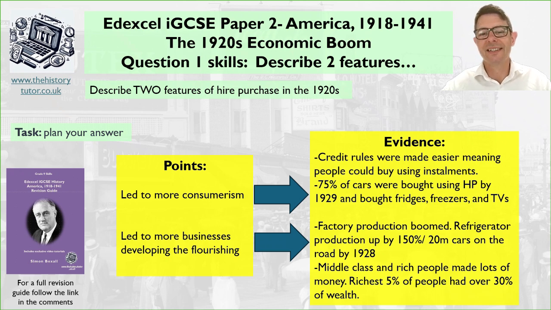using credit. We could also talk about how it led to more businesses developing and flourishing. So factory production boomed, refrigerator production was up 150%, 20 million cars were on the road by 1928, all suggesting big businesses booming. So you could take that a step further, of course, middle class and rich people making lots of money. The richest 5% of people had over 30% of the wealth. You could take that a step further, that there's job security for poorer people as well. So there's lots of potential you could link into there in the nature of this depth study.